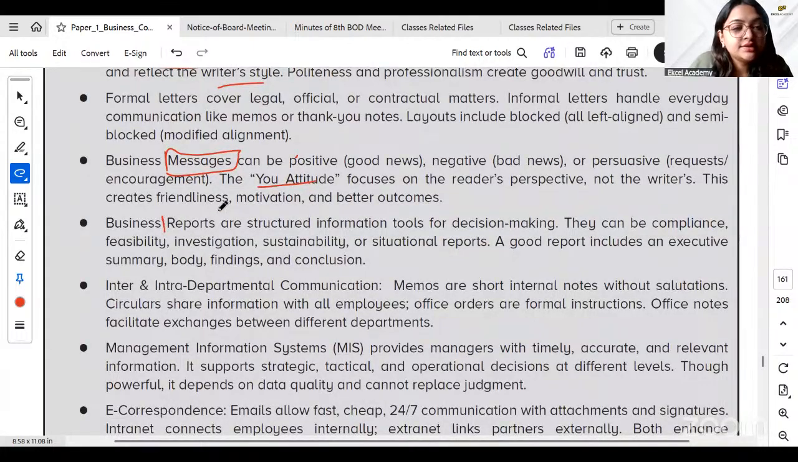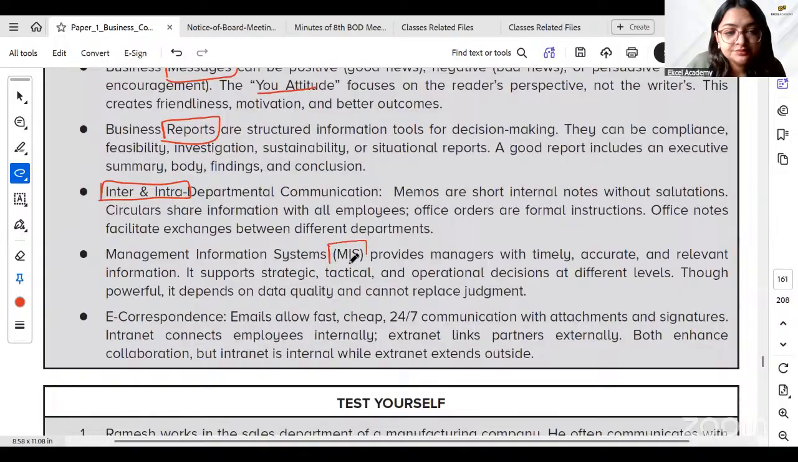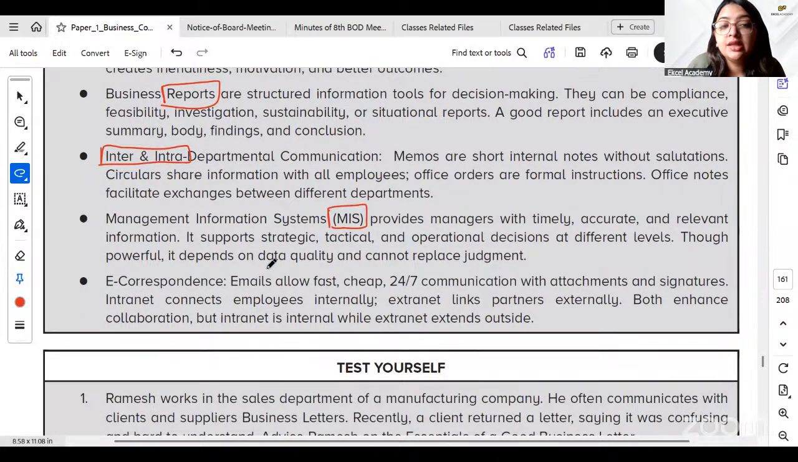Then we moved on to understanding reports, and we also saw the annual report of Reliance Industries Limited to understand this. They can be compliance, feasibility, investigation, or sustainability reports. Then we saw inter and intra-departmental communication, where we saw memos, circulars, and notes. Then we had your MIS, which is detailed, timely, accurate information about a specific thing. We saw compliance MIS. Then we have e-correspondence, wherein we saw how emails allow fast, cheap, and 24/7 communication. And then we ended the chapter with your notice, agenda, minutes, and action taken report.